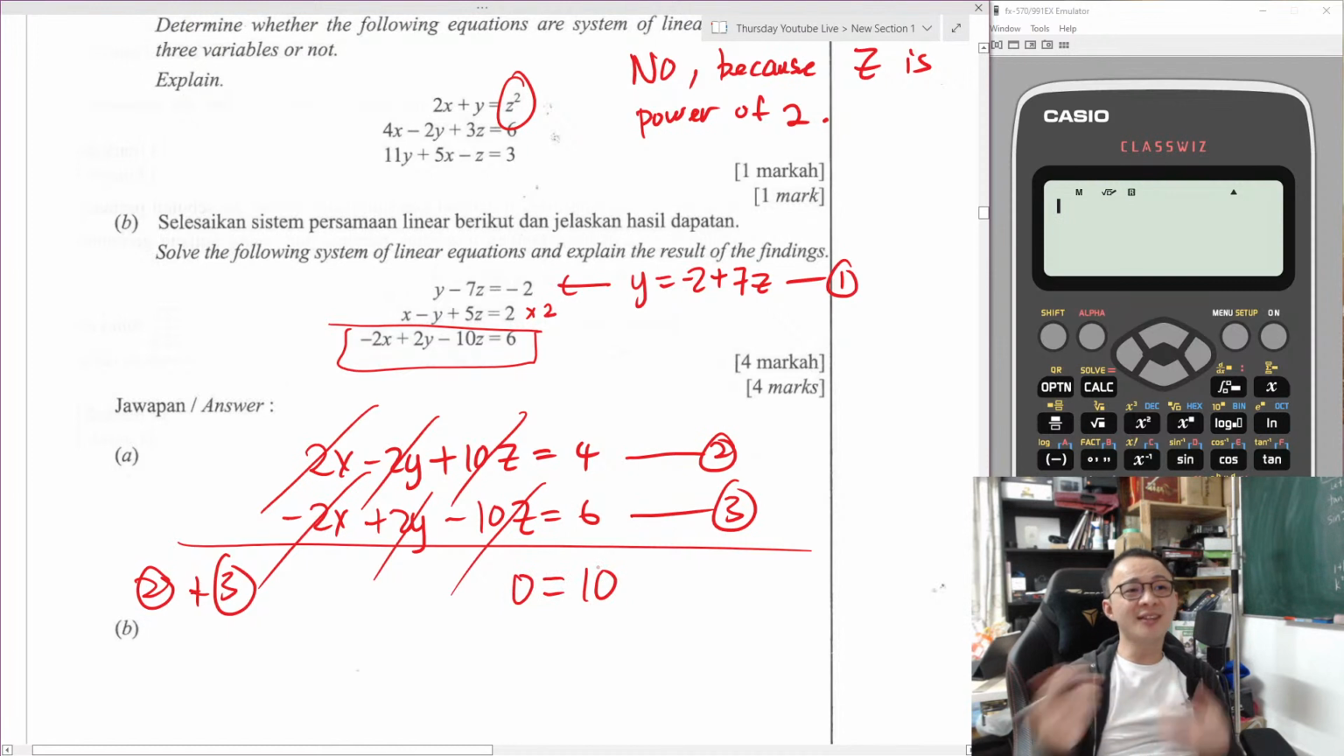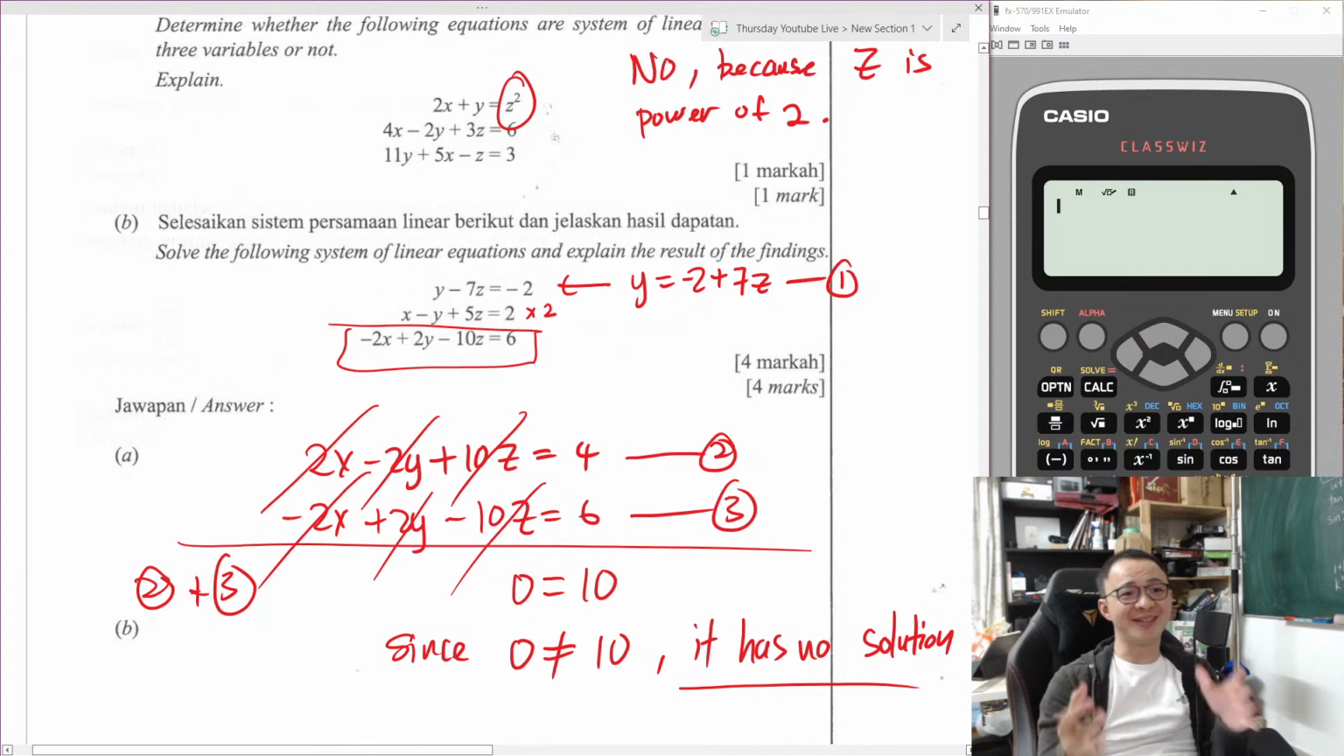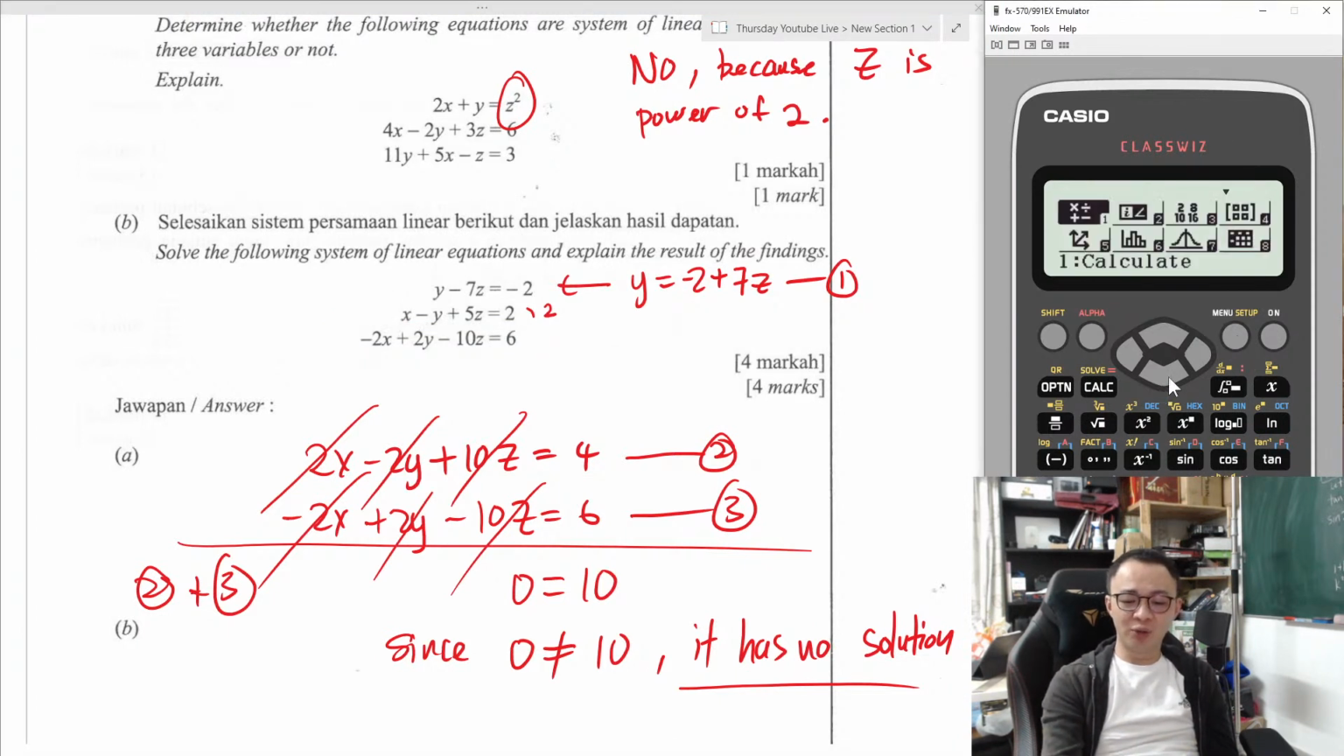Since 0 is not equal to 10, it has no solution. Because 0 equals 10 doesn't make sense, right? 10 must equal 10 and 0 must equal 0. If you get 0 equals 10, it should have no solution. Yeah, if you're using the calculator, you can do that also.